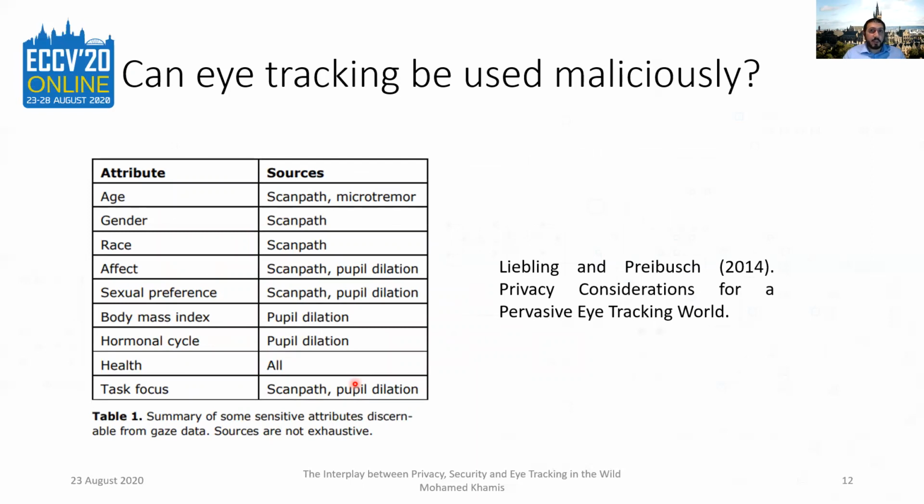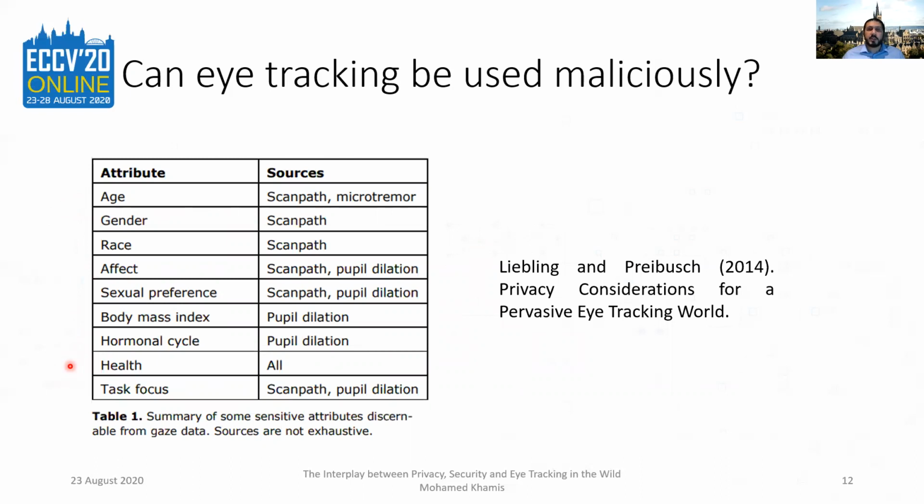So actually, there was a paper from Liebling and Preibusch, I hope I'm pronouncing their names correctly. It was from 2014 called Privacy Considerations for Pervasive Eye Tracking. And they list a number of things that could be detected from eye movements. And some of them are really personal information. So some things are age, gender. You might not want to share them with the developer of a mobile app that uses eye tracking, but it seems that you can infer that from eye tracking data. You can even infer things like the affect and sexual preferences and hormonal cycles, which are really private things, and health, even like health issues.